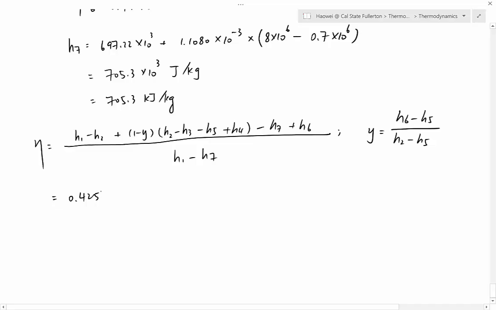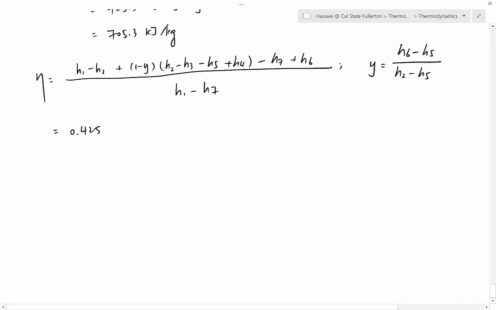So now do you see the efficiency actually goes up? In the first Rankine cycle example, the efficiency was 37%. And then we moved on to the reheat cycle, the efficiency was 40%. And now finally we're at a regeneration cycle where the efficiency is even higher, it's 42.5%.